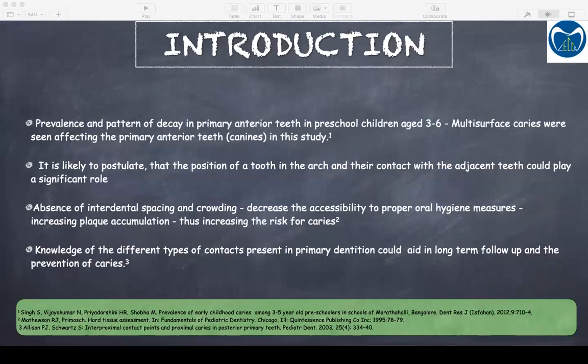Thus, it is likely to postulate that the position of a tooth in the arch and their contact with the adjacent teeth could play a significant role in the initiation of caries. Absence of interdental spacing and crowding could increase plaque accumulation, thus increasing the risk for caries. Knowledge of the different types of contacts present in primary dentition could aid in long-term follow-up and prevention of caries.